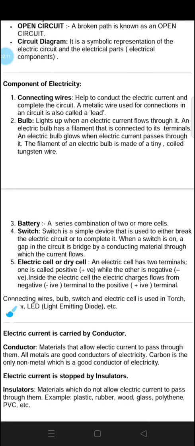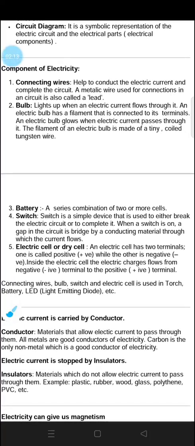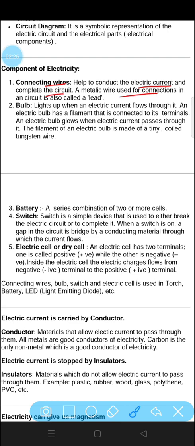Next is components of electricity. What are the different components? For example, connecting wires. To conduct electricity, we need wires. They help to conduct the electric current and complete the circuit. A metallic wire used for the connections in a circuit is also called a lead.